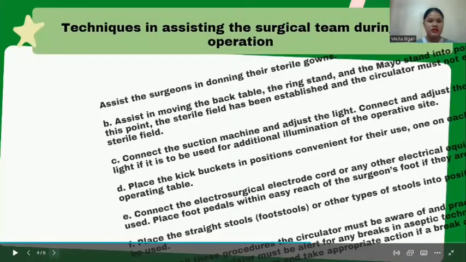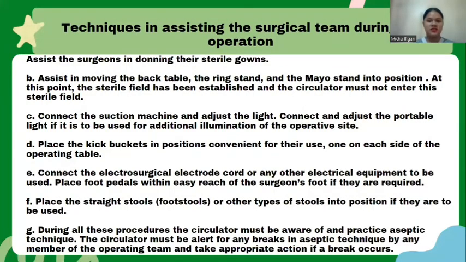And then for techniques in assessing the surgical team during the operation, first is assess the surgeon in donning their sterile gloves, assess in moving the back table, the ring stand, and the Mayo stand into position. At this point, the sterile field has been established and the circulator must not enter this sterile field. Next is connect the suction machine and adjust the light. Connect and adjust the portable light if it is to be used for additional illumination of the operative site.